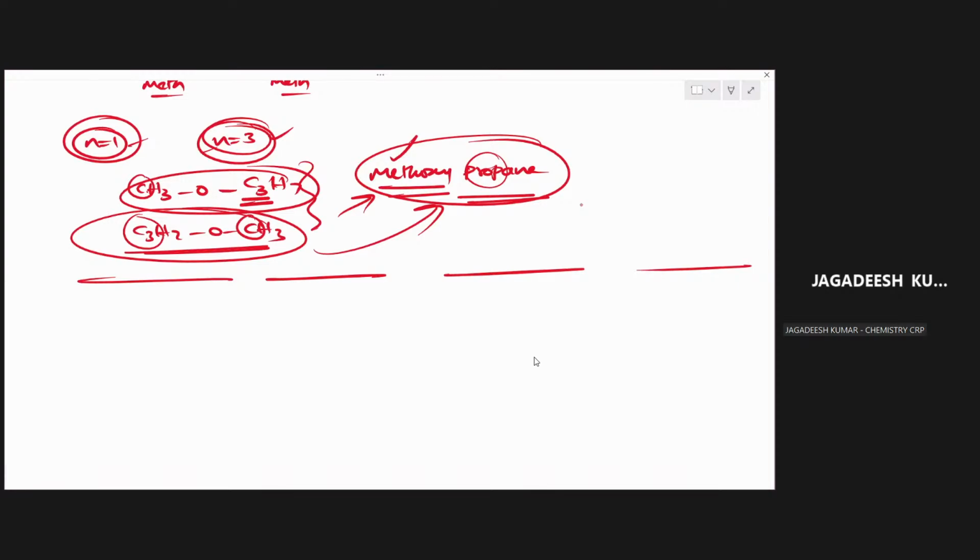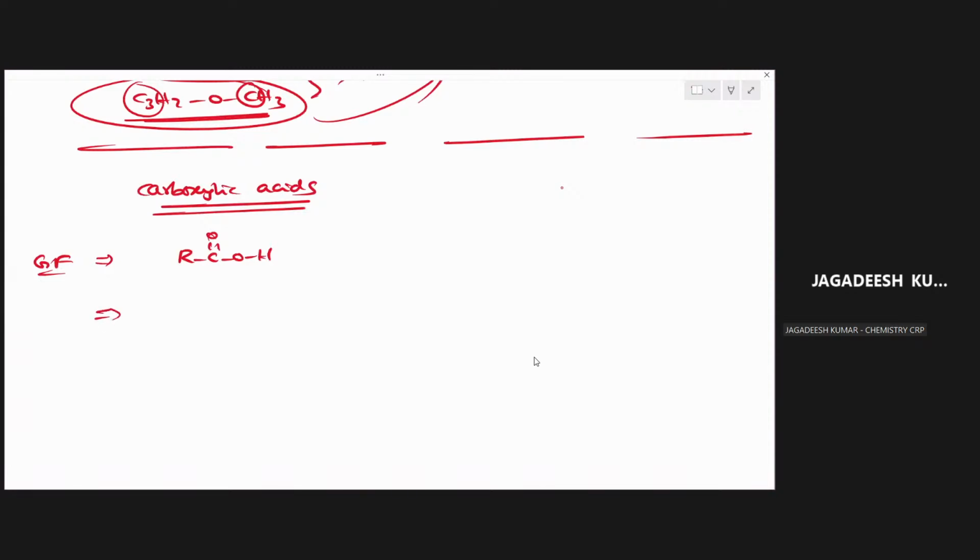And the next more important functional group is carboxylic acids. The general formula of carboxylic acids is RCOOH. Here COOH is the functional group. Okay, RCOOH. Here R means what? The alkyl group, CnH2n+1. So this is about the alkyl group, RCOOH. Now, what is the IUPAC name? How to write the IUPAC name? The IUPAC name is alkanoic acid.